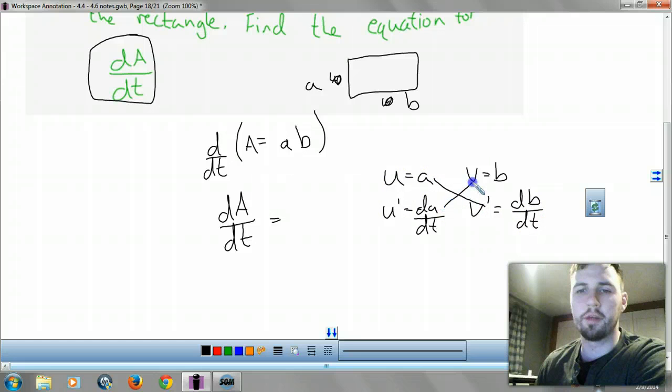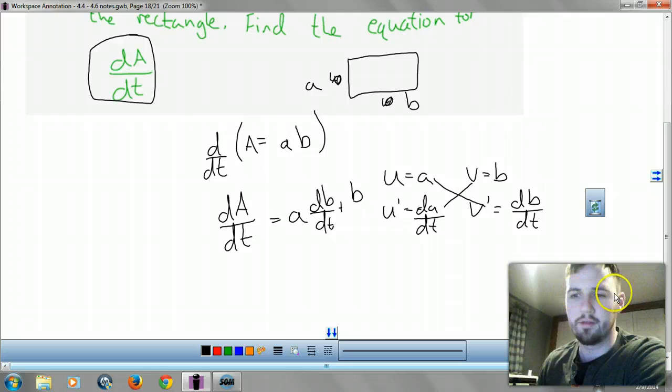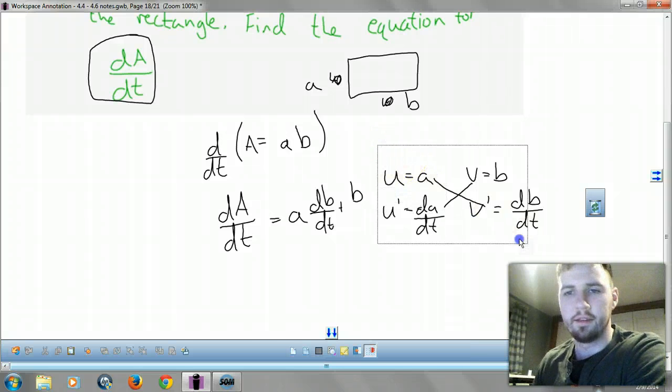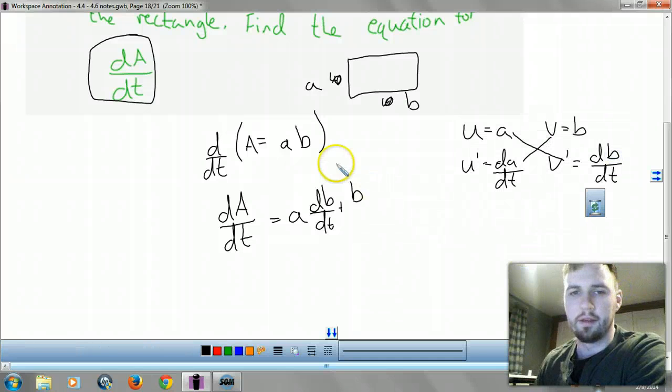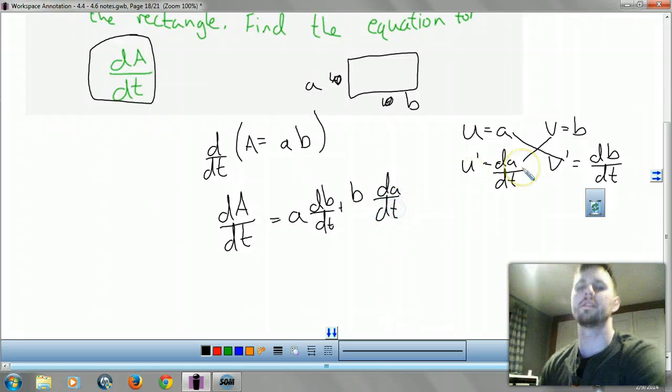We do our cross multiplication dealio. You get a times db over dt, plus b times da over dt. And we're done. That's it. Product rule with variables and letters and such.